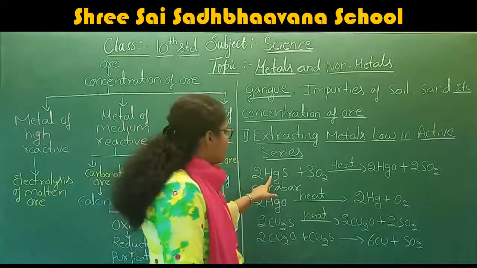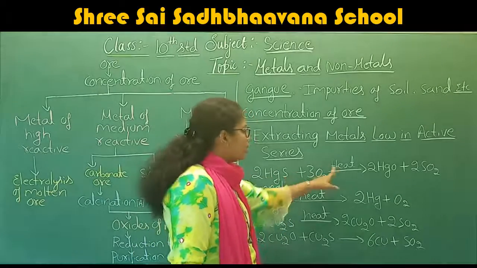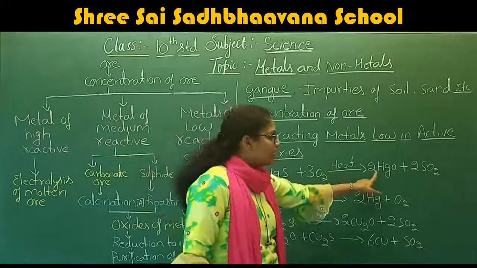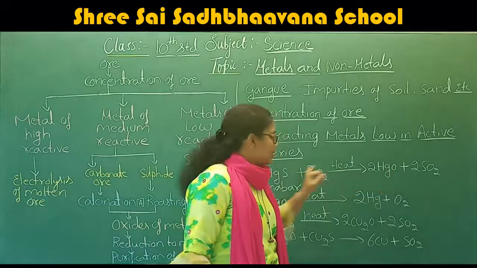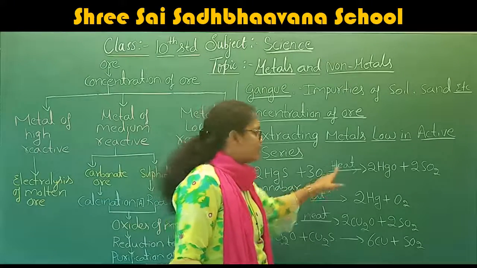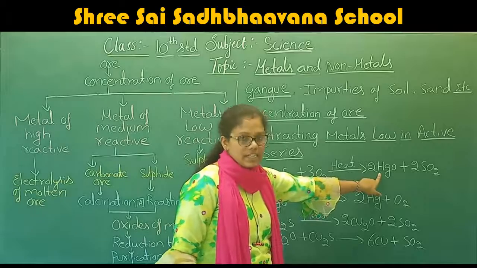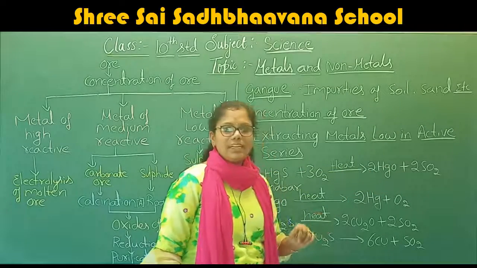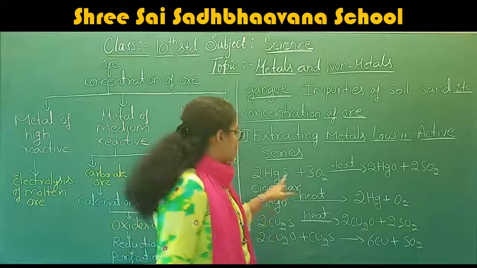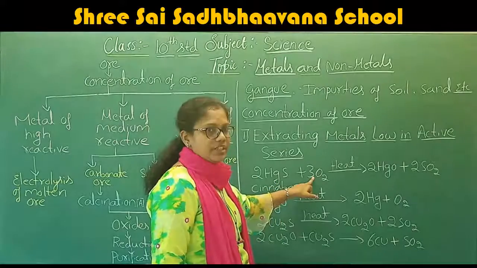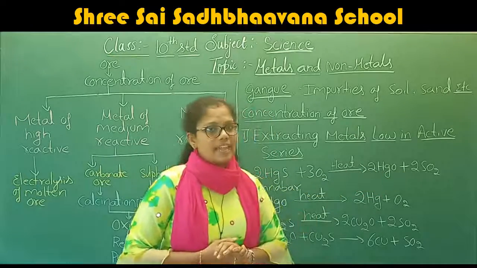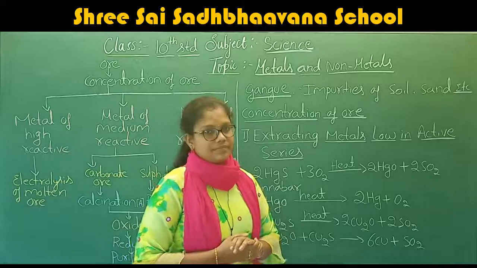If you see here, mercuric sulfide, when heated in the presence of oxygen, is converted into metal oxide. When metal sulfide is heated in excess oxygen, it converts into metal oxide, plus what gas is liberated? Sulfur dioxide gas is liberated.